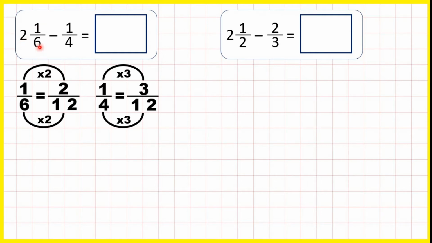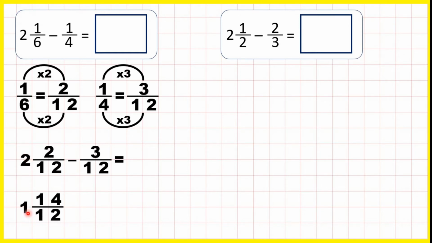Instead of 2 and 1/6, we can have 2 and 2/12, and instead of subtracting 1 quarter, we can subtract 3/12. But now we have a problem. If we look at our fractions, we're subtracting 3/12 from 2/12, and when this happens, we need to exchange with our whole number. So what we can do is take 1 away from our whole number, so 1 less than 2 is 1, and that means that we can add the denominator to the numerator. 12 plus 2 is 14, so instead of 2 and 2/12, we can have 1 and 14/12.